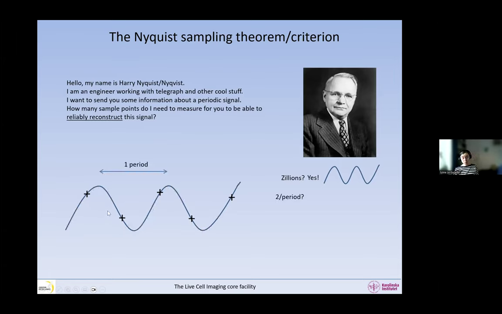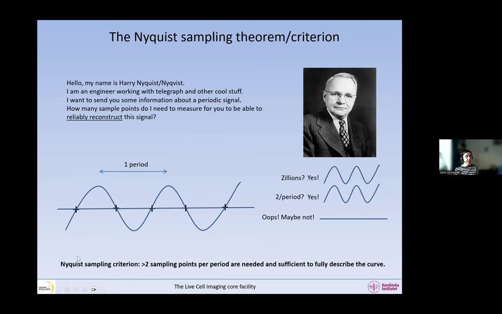How about two? Because zillions, that takes a lot of time. So this is the period. So period is between two crests here or between two troughs. So if I have two per period, can you reconstruct? Yes, I can reconstruct. Well, maybe not, because if you're unlucky and the points are exactly at the center, this is what you're going to get, a straight line.